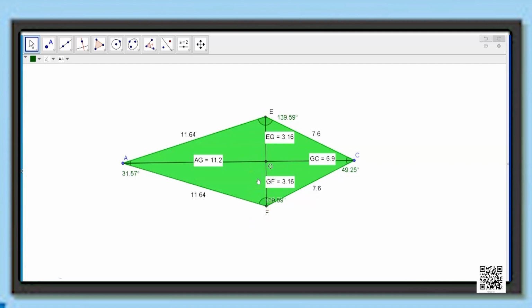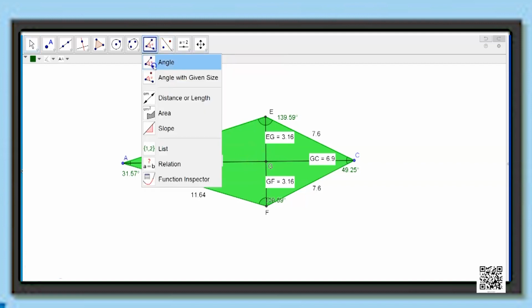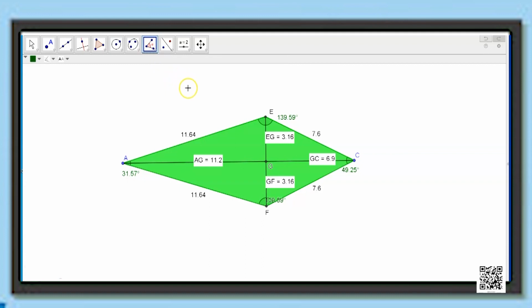Now the next thing that we are going to check is how do these diagonals intersect each other. So let us find the angles between these two diagonals when they intersect at G. So let me go and take the angle tool again. Now I am going to measure the angle CGE. Now that comes out to be 90 degrees.